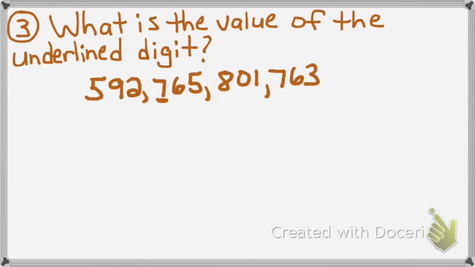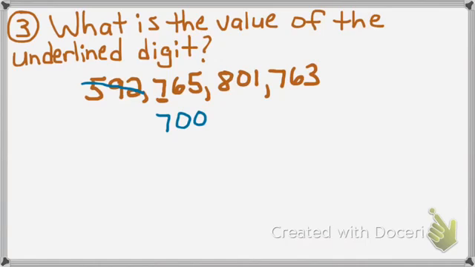Let's take a look at example number 3. Again, the question says, what is the value of the underlined digit? And I have 592,765,801,763. And this 7 is underlined. So for my lazy man's trick, I cross out everything before the underlined digit. So I cross out the 5, 9, and 2. I take the underlined digit and I copy it, write down the 7, and everything after that turns to zeros, remembering to put my commas where they belong.